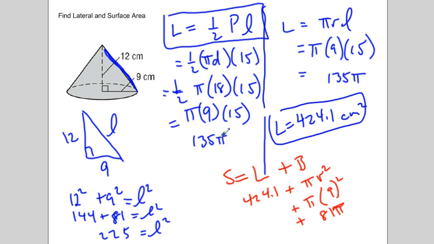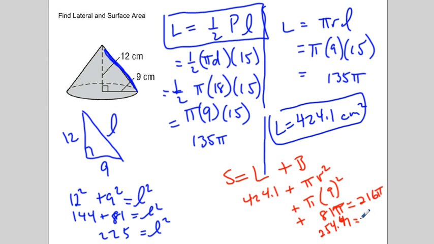If you're going to upper level math like AAT, you could take the 135 pi and add it to the 81 pi and get a very exact answer. 135 plus 81, I believe that's 216, if I add it correctly. Okay, and yeah, you can convert to decimal. Or you can convert this to a decimal and add it to your 424.1. This as a decimal is 254.47. 254.47 added to your 424.1 for the lateral.